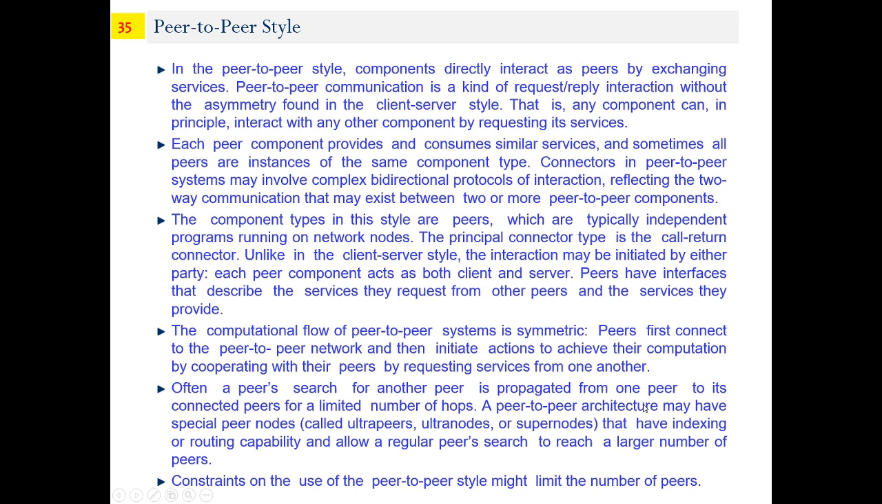Therefore, the peer-to-peer architecture may have special peer nodes, ultra peers, ultra nodes or super nodes, that have indexing to simplify the searching abilities for the peer. So just remember these things, okay? Ultra peers, ultra nodes or super nodes make things simple for a peer to reach another peer and form a connection with a limited number of hops, right?